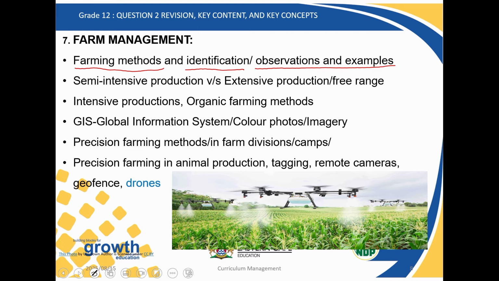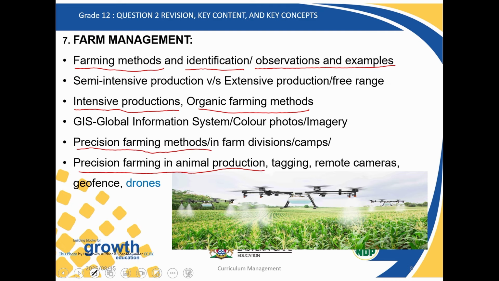You should be in a position to see the same intensive production versus your extensive production or the free range. You should be able to identify intensive production, organic farming methods, as well as the usage of your GIS, Geographic Information Systems, your colors, your imagery. You should be able to see those in your previous question papers, because all of these, they form part of your precision farming methods and precision farming in animal production.